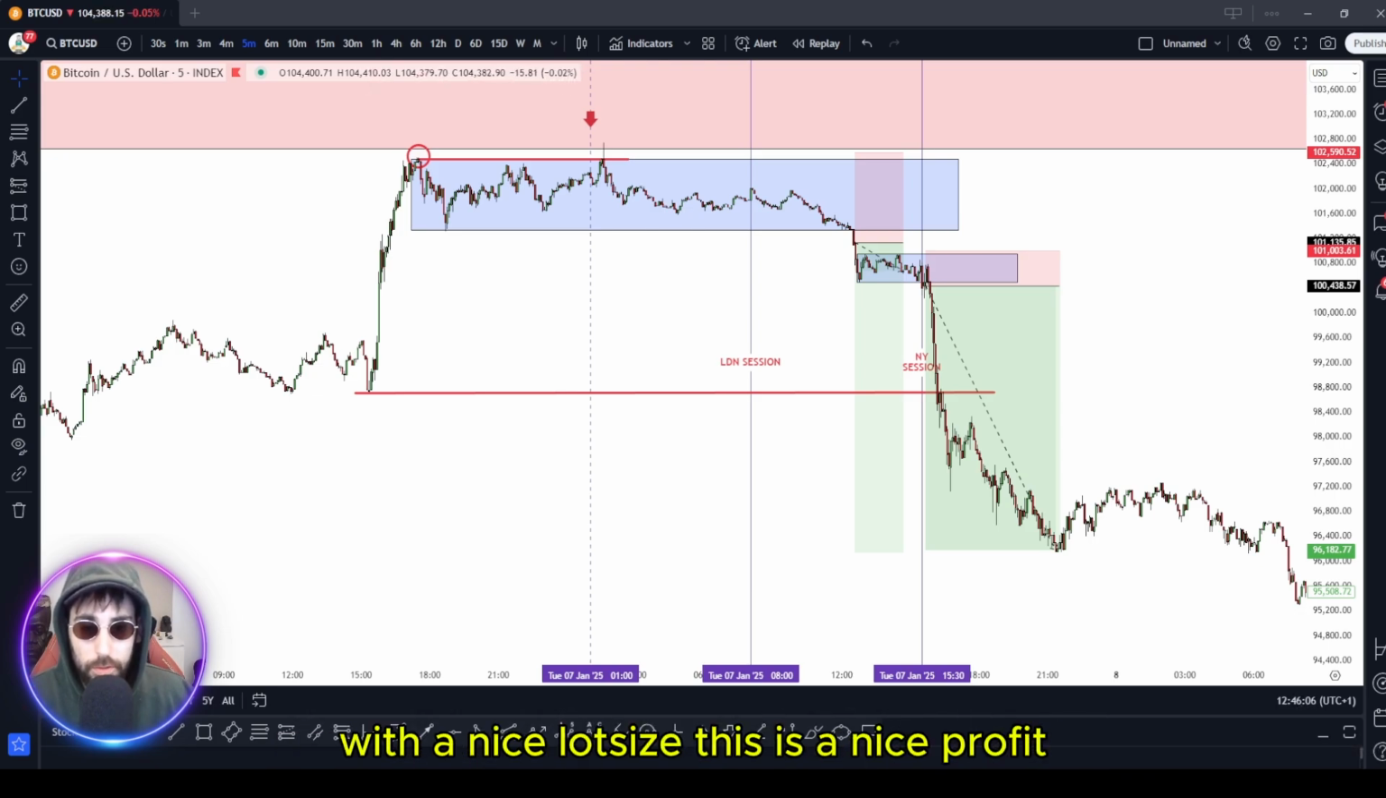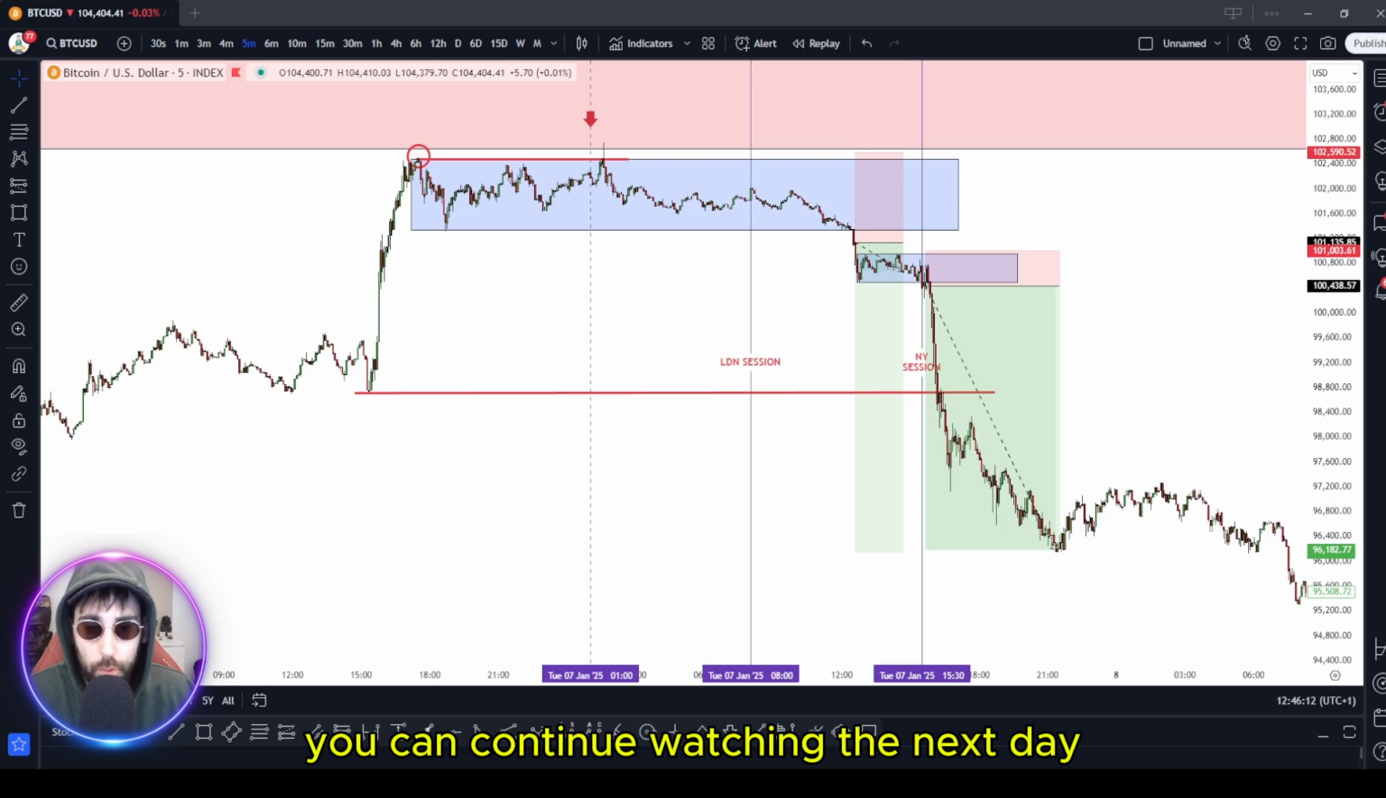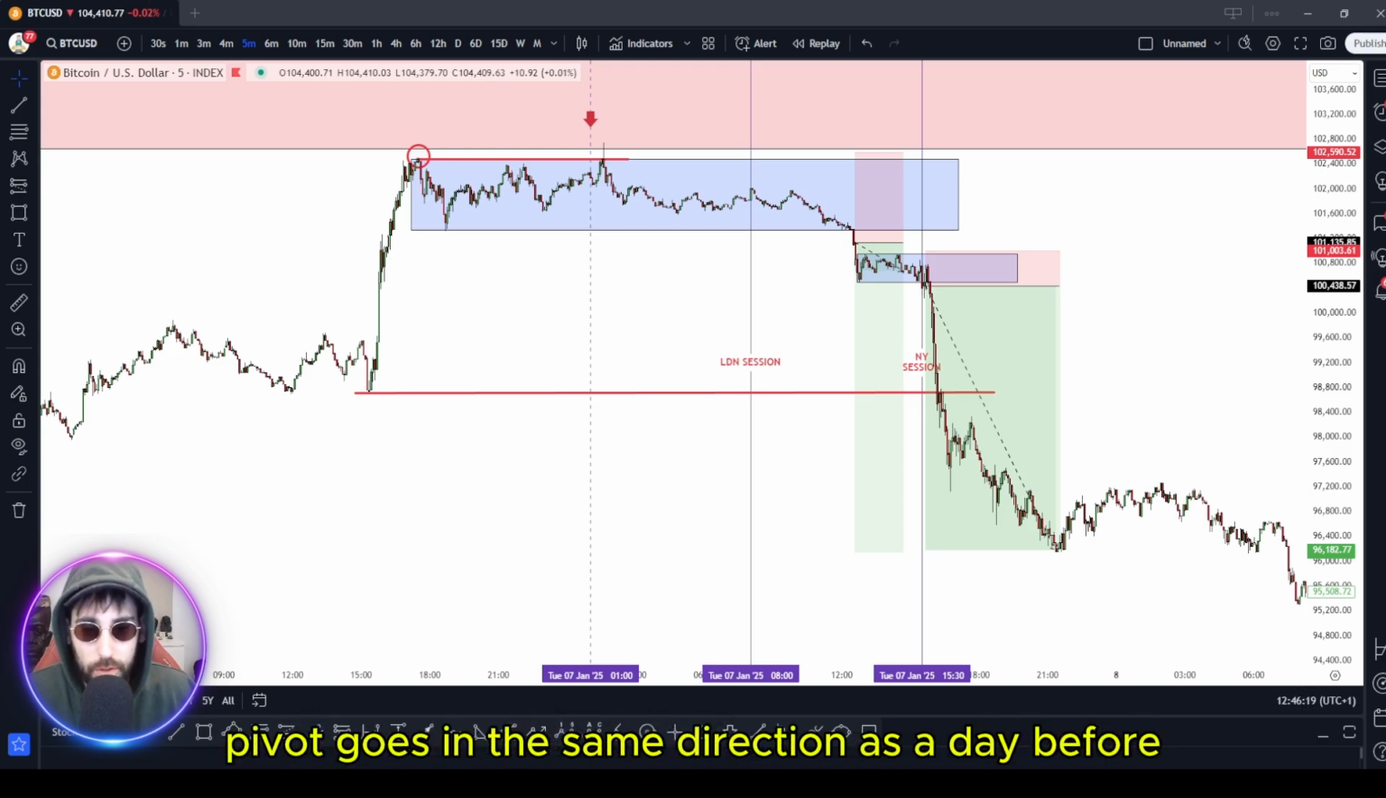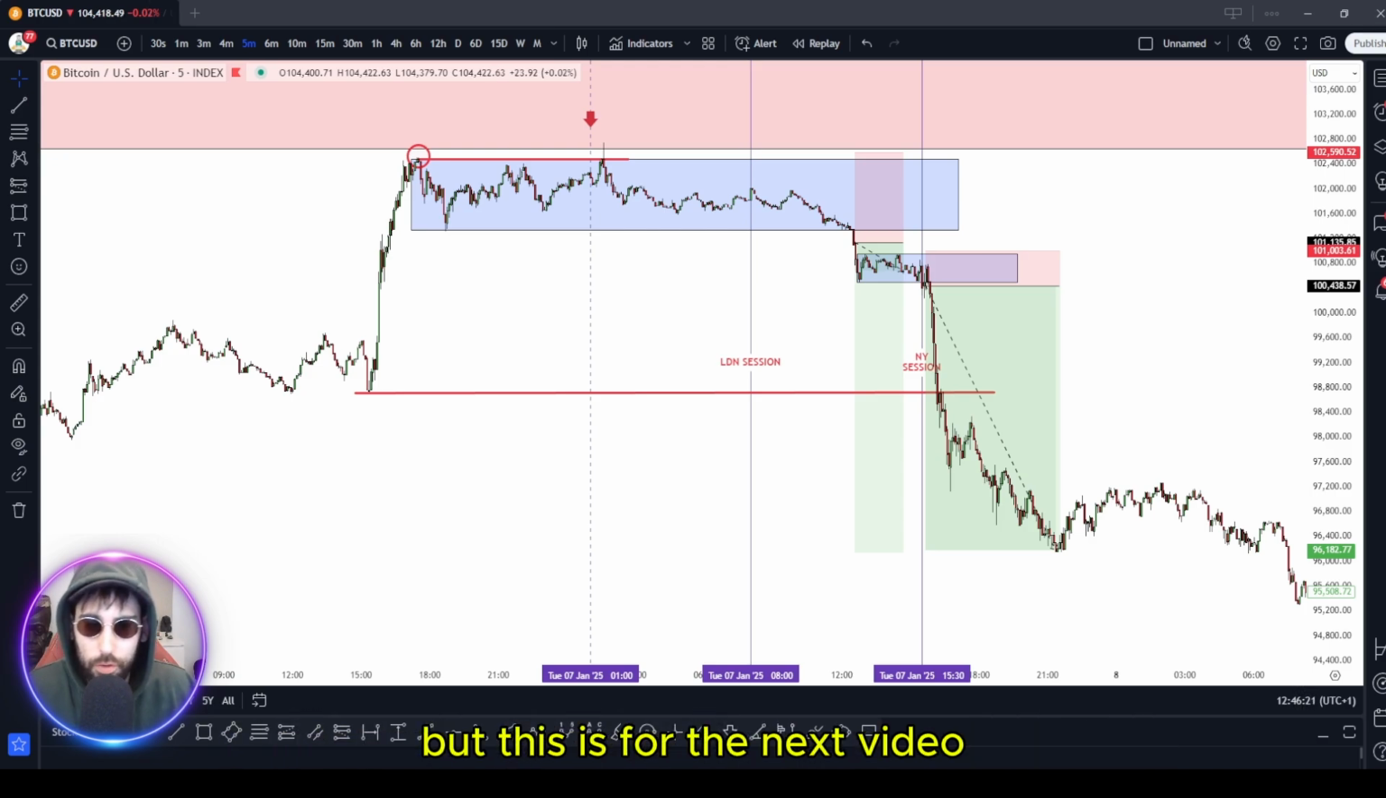With a nice lot size, this is a nice profit. Depending on the size of your account, this is called risk management. You can continue watching the next day during the London or New York session for further sells as long as the daily pivot goes in the same direction as the day before. But this is for the next video.